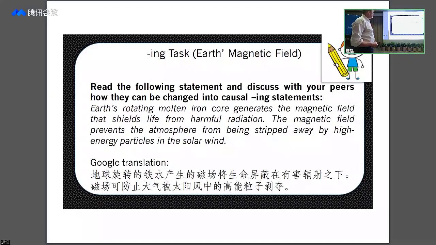Earth's rotating molten iron core generates the magnetic field that shields life from harmful radiation. The magnetic field prevents the atmosphere from being swept away by high energy particles in the solar wind.